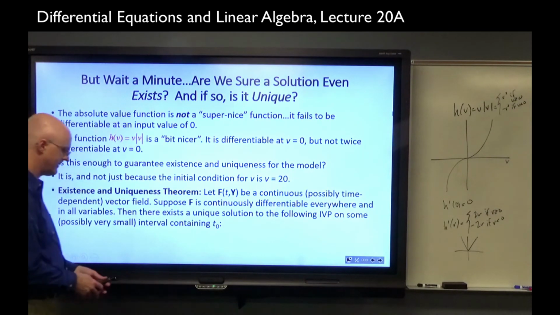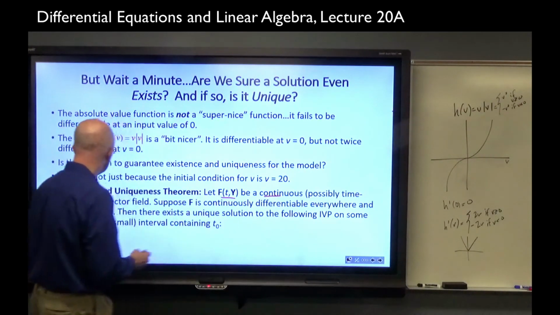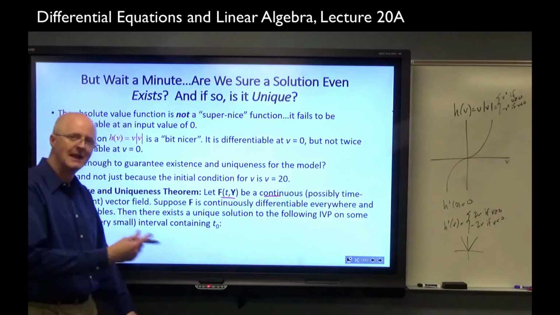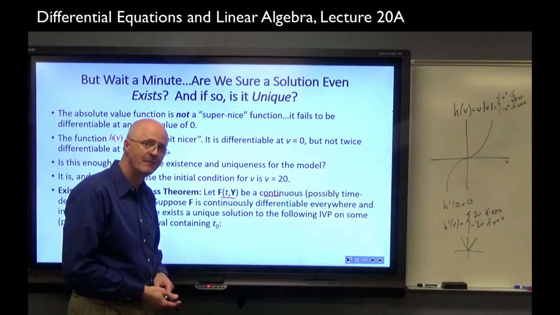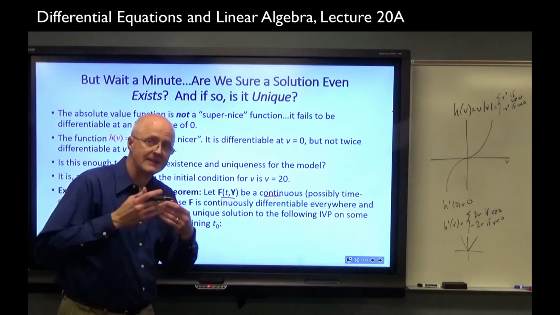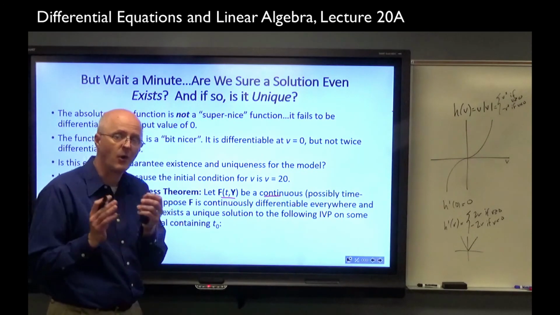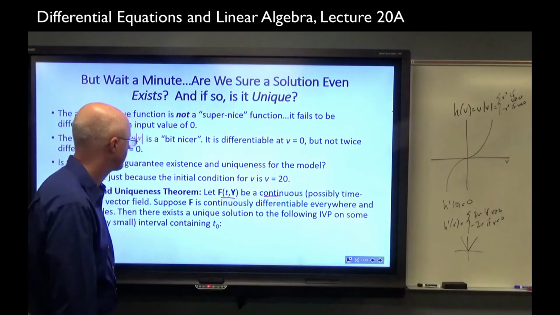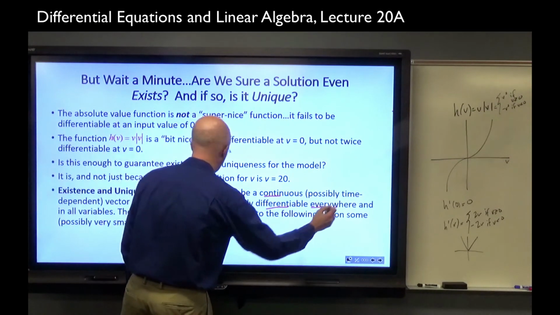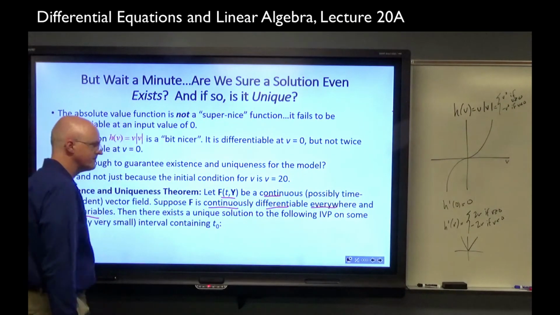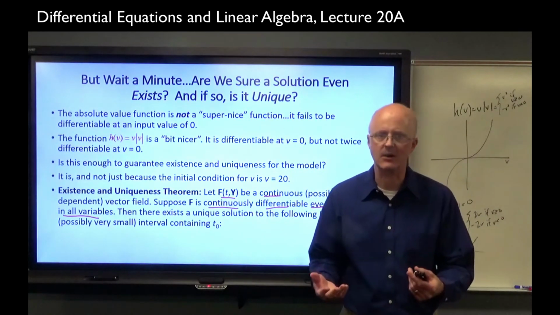Let boldface f of t comma y be a continuous, possibly time-dependent vector field. So I am allowing for it to be non-autonomous, for the t to be in there. Okay? Intuitively, that's a vector field that changes over time. This theorem does apply to that situation, although most of our examples will not be time-dependent. If we also suppose it's continuously differentiable everywhere and in all variables, which essentially means all the partial derivatives exist and are continuous everywhere.